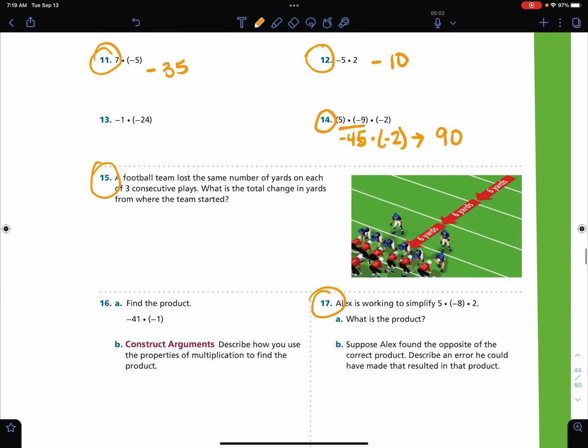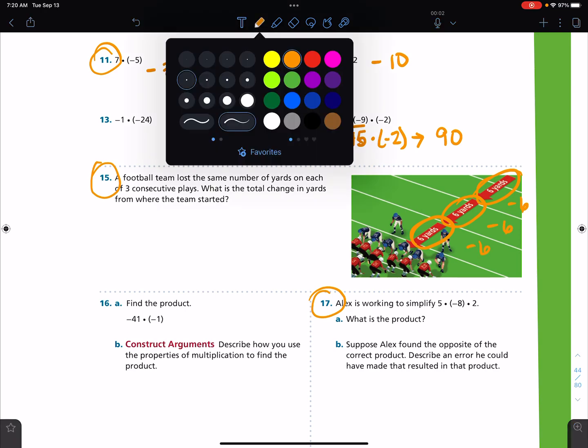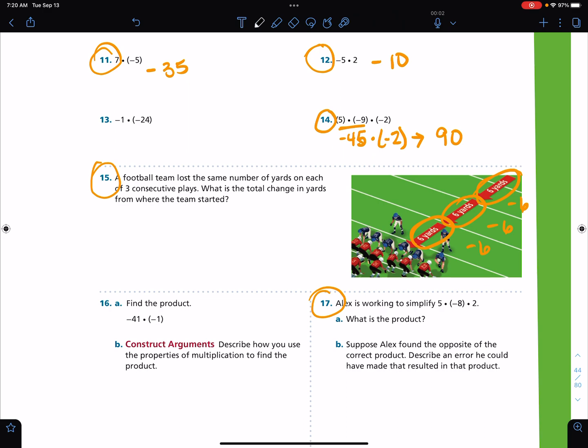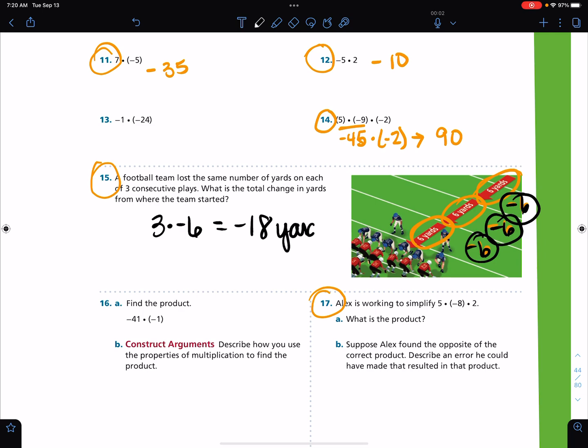Okay, number 15. A football team lost the same number of yards on each of 3 consecutive plays. Now, we have to look at the picture. What is the total change in yards? I'm going to make sure that we recognize those are all negative 6. It might be difficult to see orange, so these are all negative 6. So we're recognizing that we have 3 groups of negative 6. So that will be 3 times negative 6, which is negative 18 yards. Or you write a loss of 18 yards.